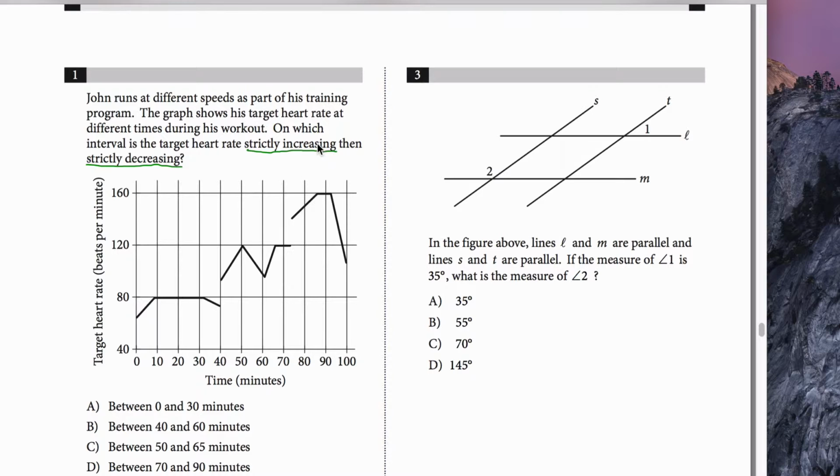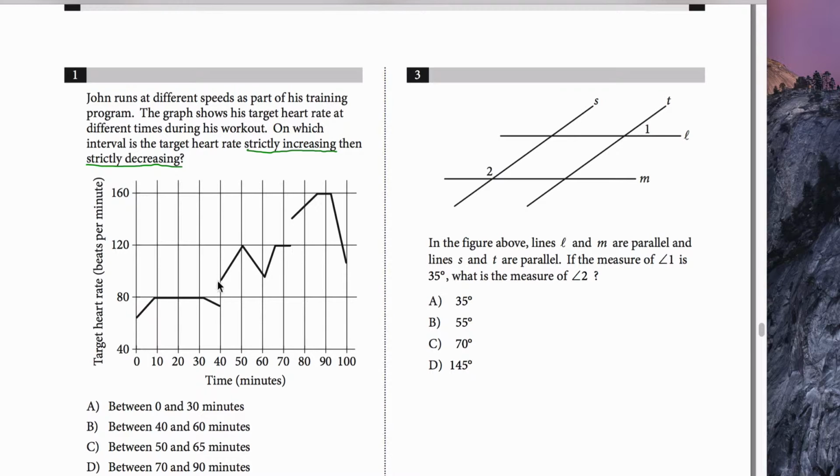Increasing is probably not surprising to you. That means kind of going up as you read the graph, whereas decreasing is going down. Strictly means increasing and going up the whole time, so not going up and then going flat or something like that. So what you're looking for is a region where the graph is strictly increasing, aka going up, and then strictly decreasing with no flat parts in there. And so you're like, oh, here it's increasing and decreasing, but unfortunately it's flat there.